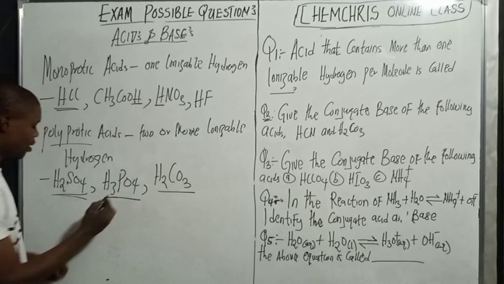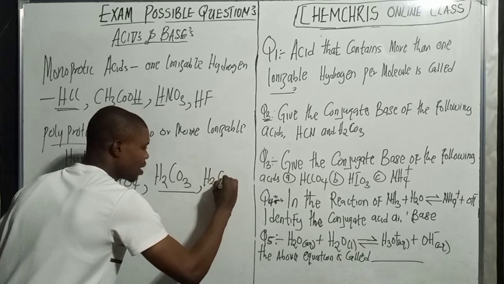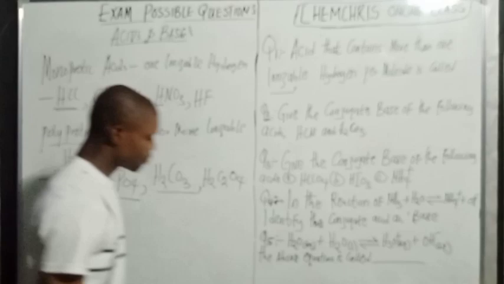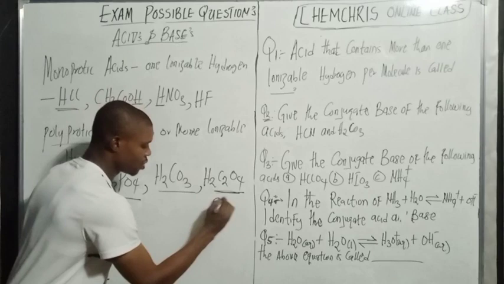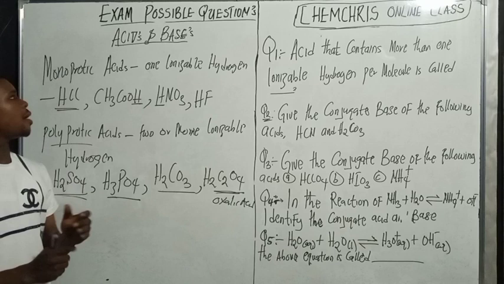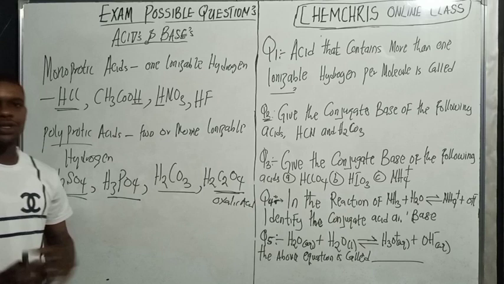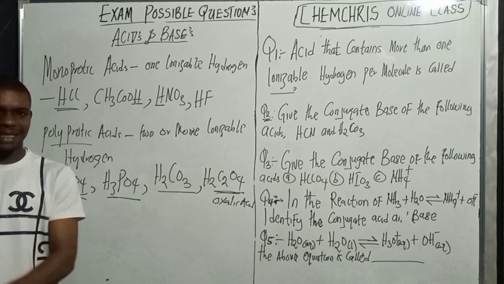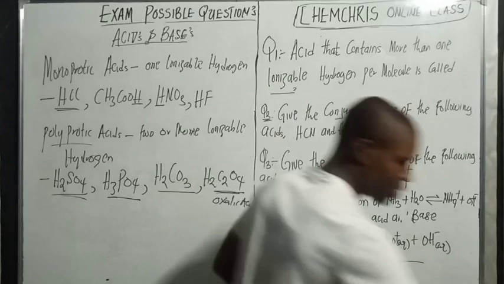Here we have another one, H2C2O4. This is called oxalic acid. So differentiate between the two: these are the monoprotic acids, and these are the polyprotic acids. They may ask you in the exam to provide two or more examples. Do you understand?